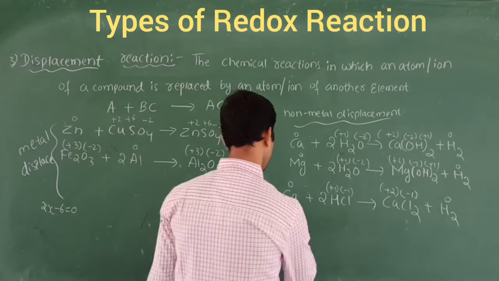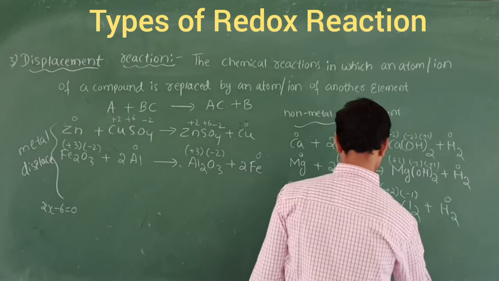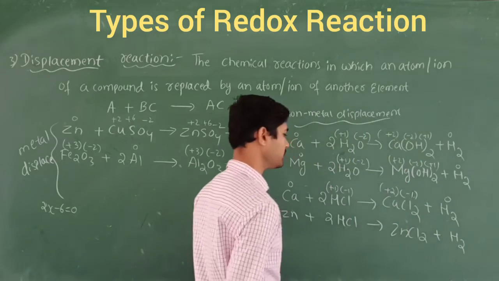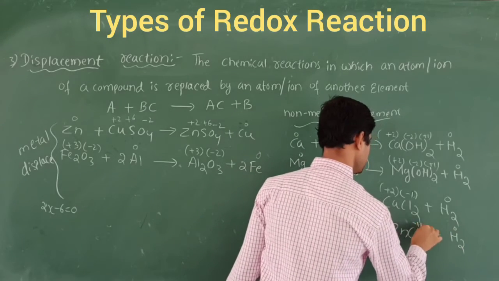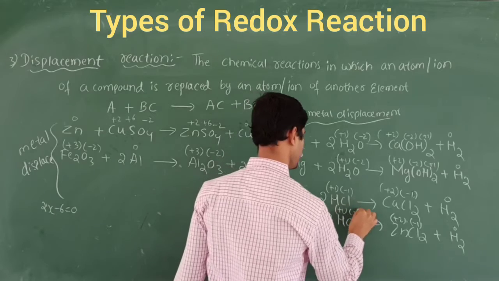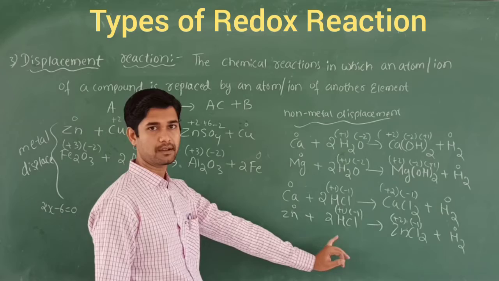If you take one more example, zinc plus 2HCl, you are going to obtain zinc chloride plus hydrogen gas, which we eliminate here. So once again 0, this is +1, -1, this is +2, -1, and this is 0. So this also comes under the non-metal displacement reaction.